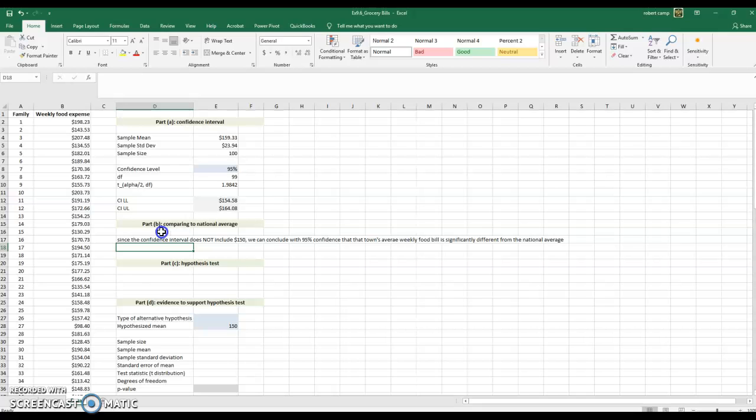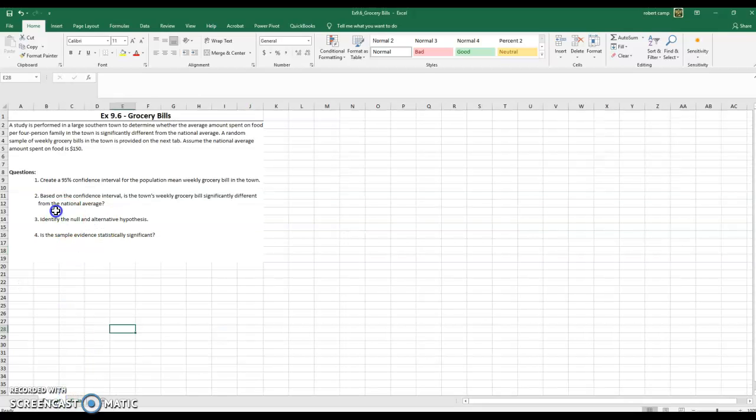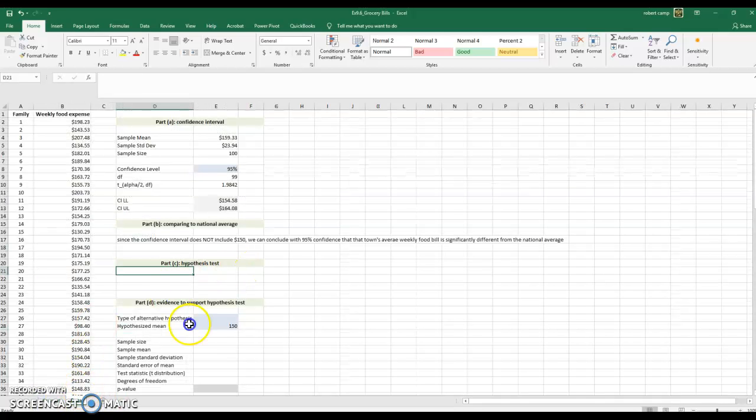Okay, so that is part B. Based on the confidence interval, is it significantly different? Yes, because it does not fall within that. So let's get to the next part. We need our hypothesis, so let's check our hypothesis.